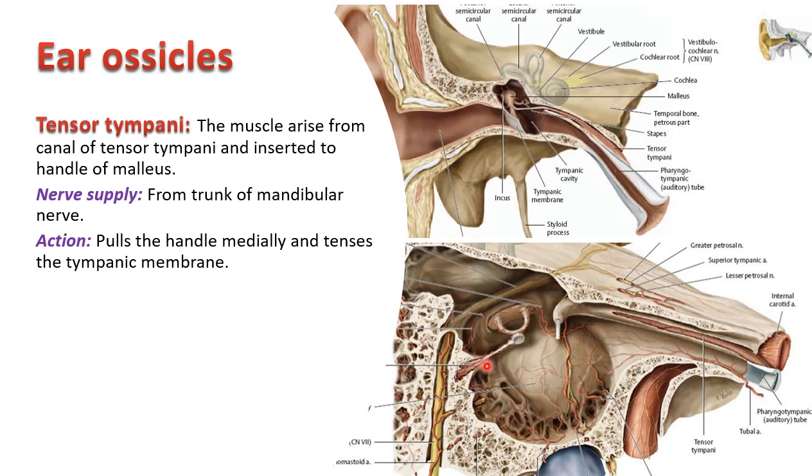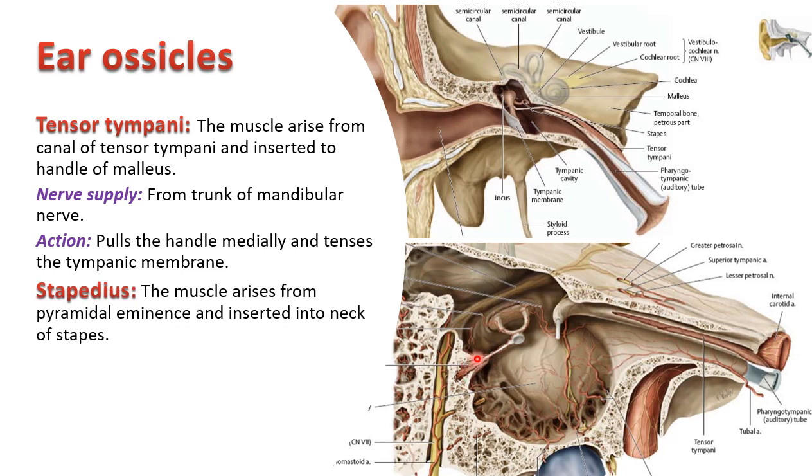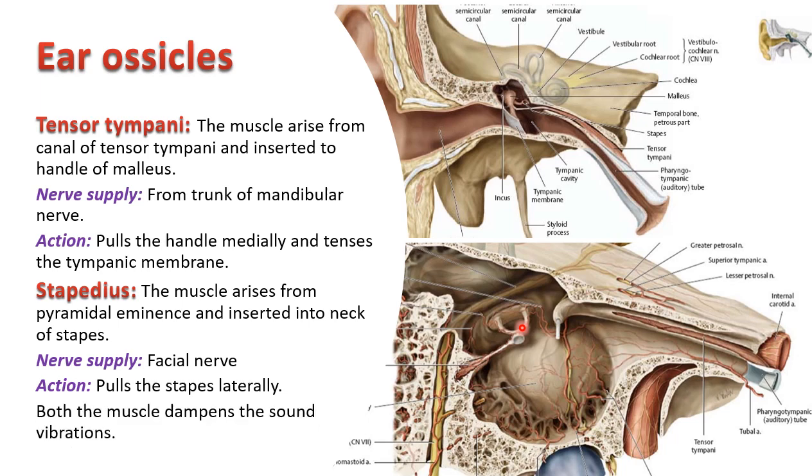The next muscle you are able to see is the stapedius muscle. The muscle arises from the pyramidal eminence and is inserted into the neck of the stapes. It is supplied by the branch from the facial nerve. The main action of the stapedius is to pull the stapes laterally. When it pulls, the tapping action takes place, as you tap your foot on the floor to music. While the heel is at rest, only the anterior part of the foot taps on the ground. The same action can be extrapolated to the stapedius and the stapes bone. Both the muscles together dampen the sound vibrations.